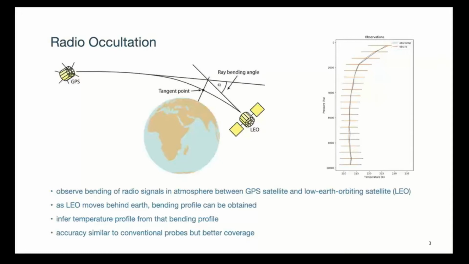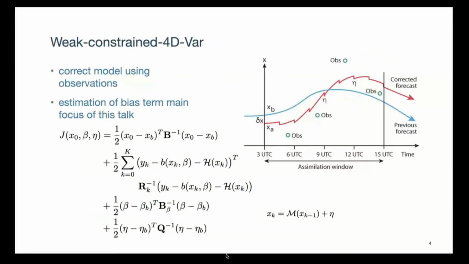It turns out that the precision of this now is pretty good. It's similar to conventional probes, but the coverage is much better. So we want to use this data to improve the model. And this is traditionally done using a V-constrained 4D VAR. So you have basically a prediction, for example from the IFS model, and you want to subtract what is called the bias. This is this offset here.